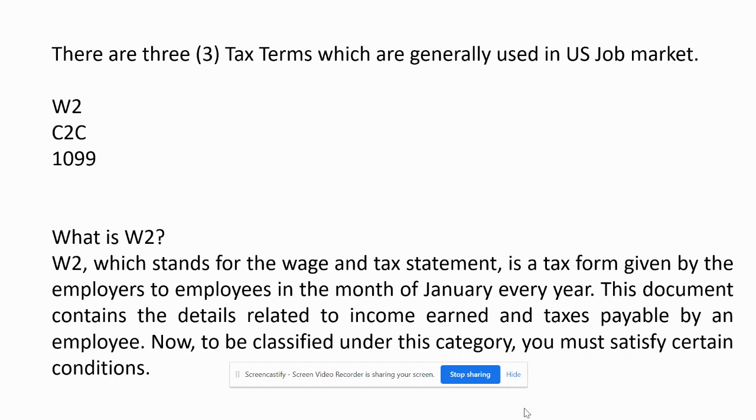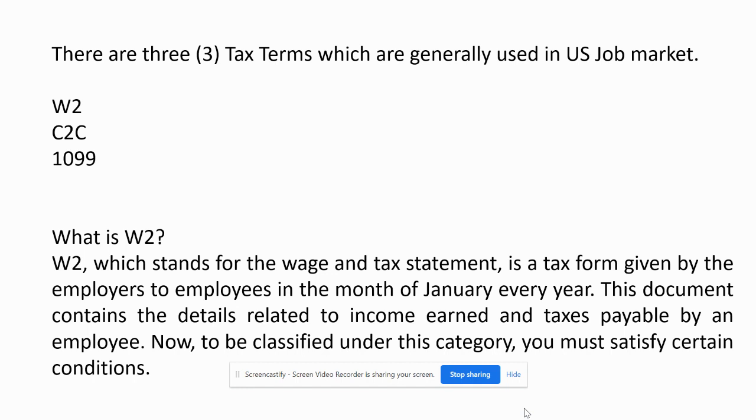If a person is working in the US on a contract, full time, or any kind of role, he needs to decide which kind of tax terms he needs to have, and accordingly his salary is going to be paid and processed. So we are going to have mainly three types of tax terms. One is W2, corp to corp, and 1099.